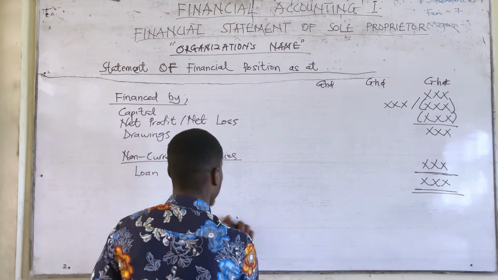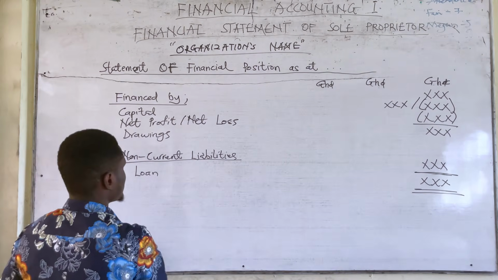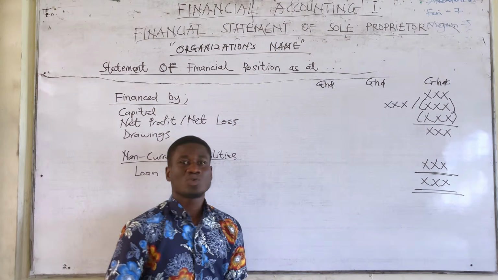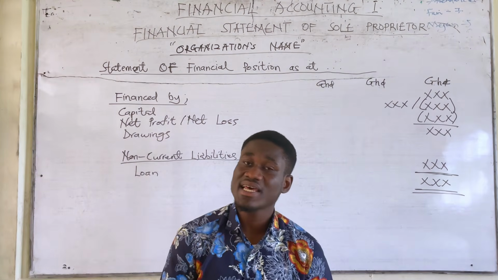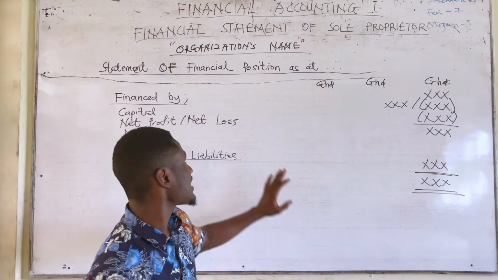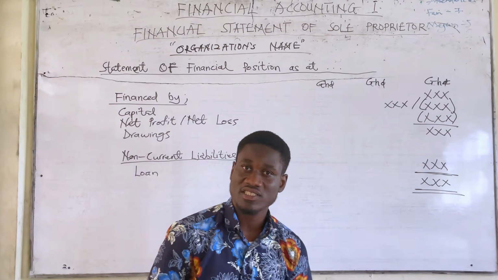Good. So that's all for the statement of financial position. Good. So we are going to end here. The next time we meet, we are going to look at a question under the financial statement for sole proprietorship.